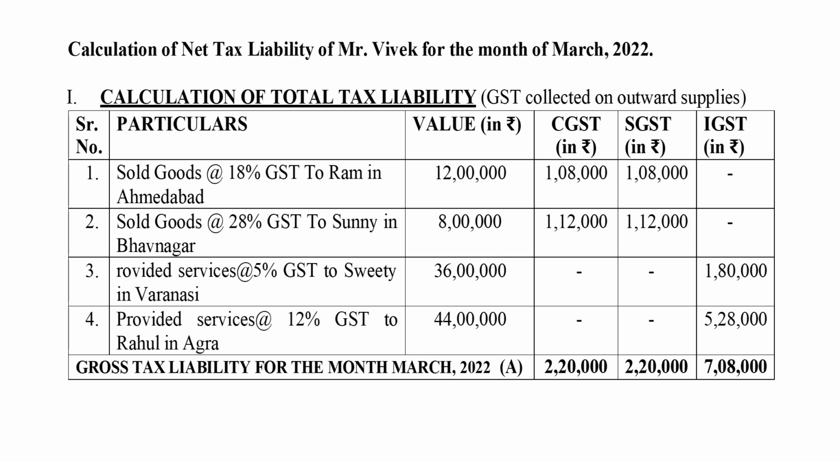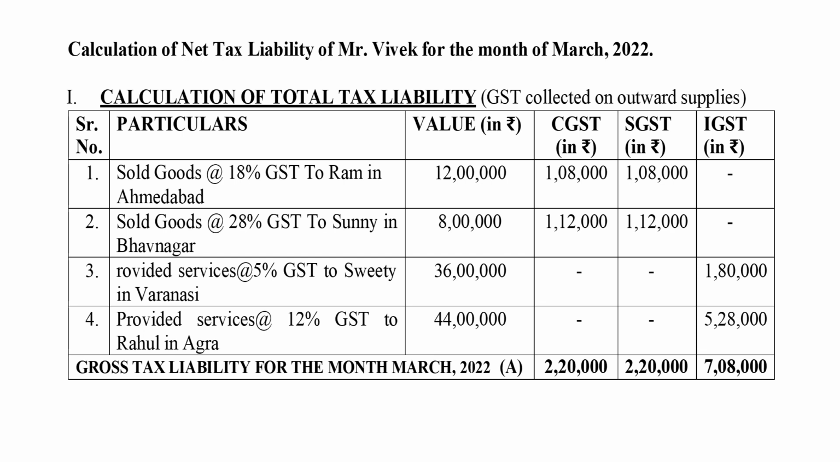Then provided services at 5% GST to Sweetie in Varanasi. Varanasi is not in Gujarat, so it is inter-state. So we take directly 5% on 36 lakhs, and the entire amount will go to the Integrated GST, that is, to the center. So in IGST we put 5% of 36 lakhs, that is 1,80,000.